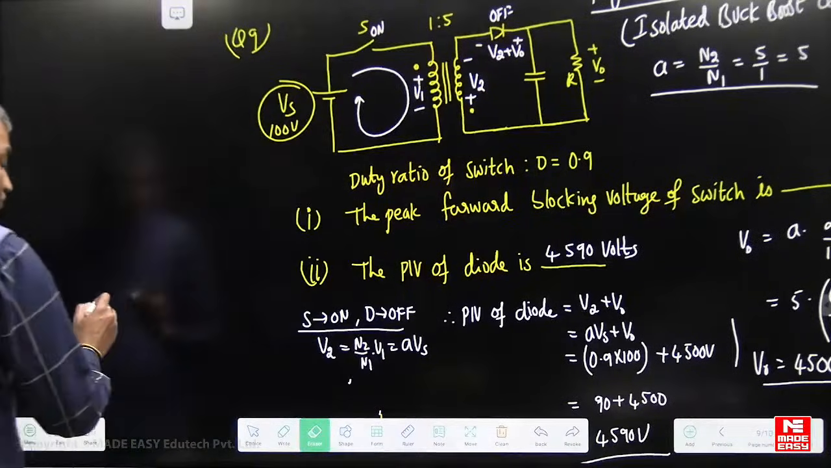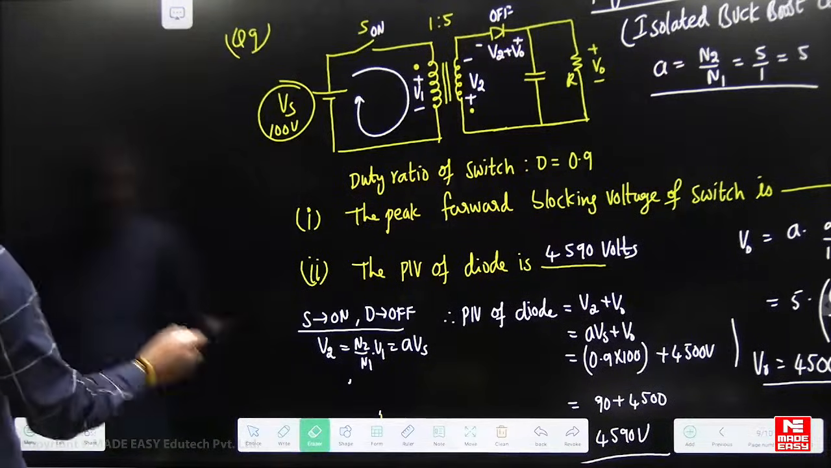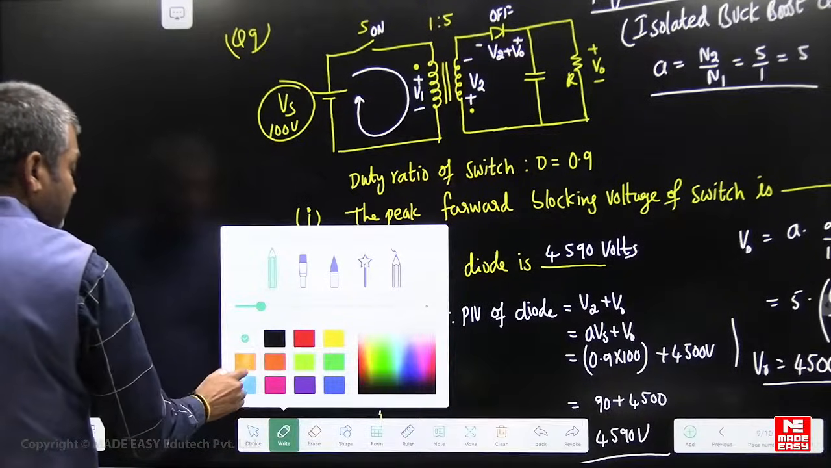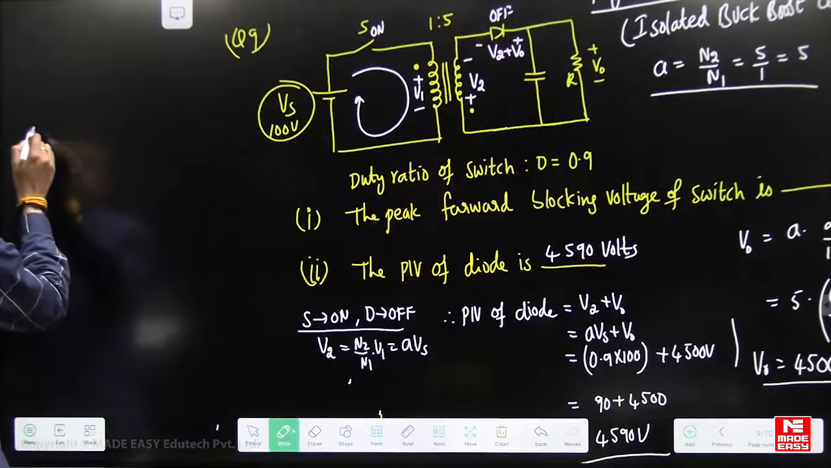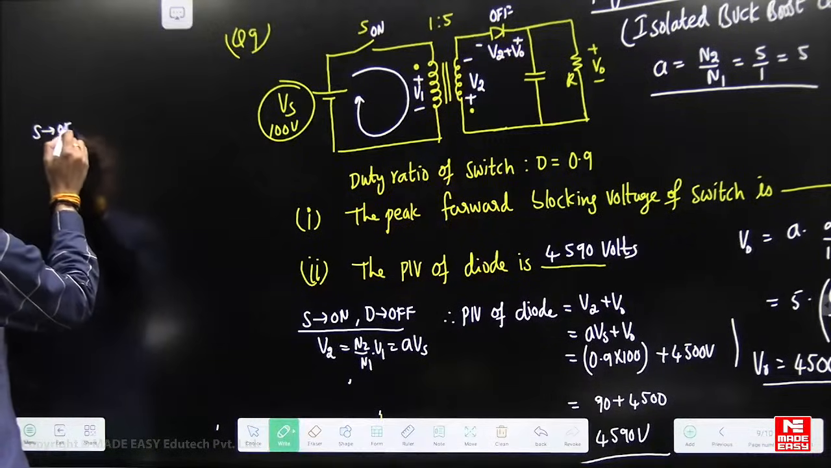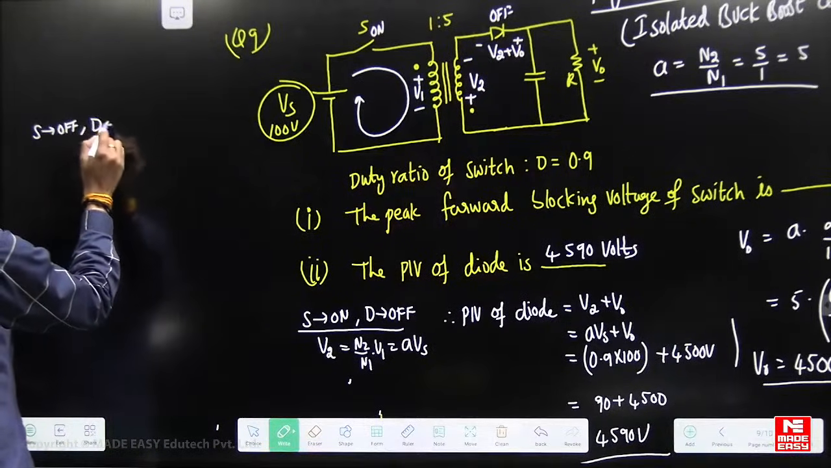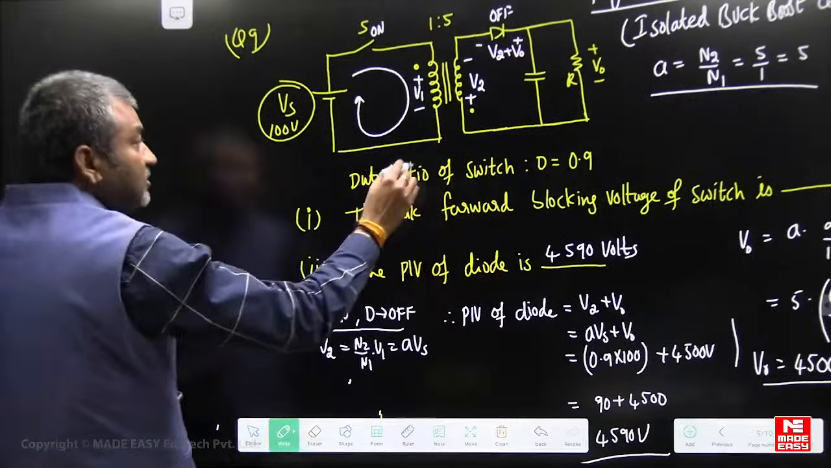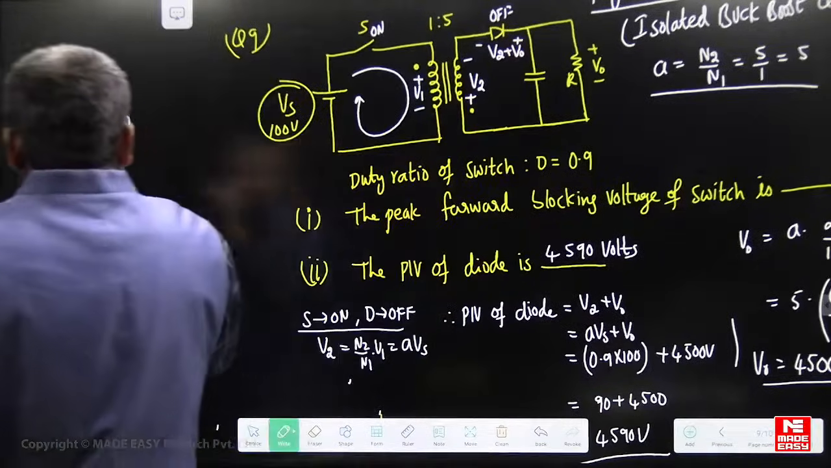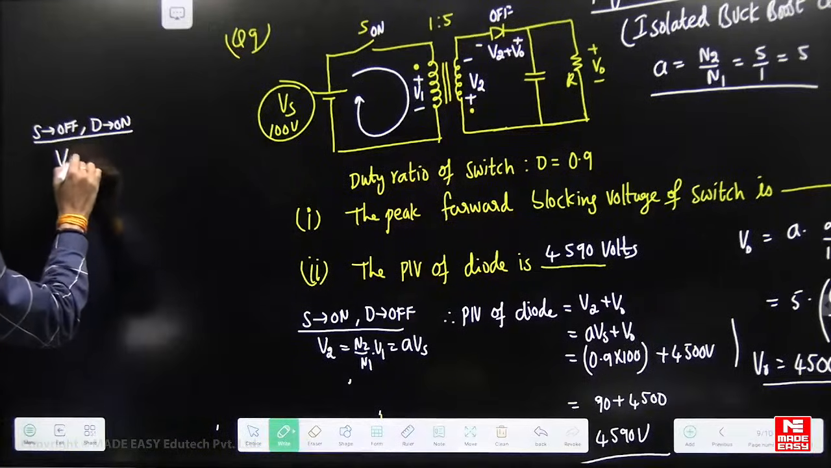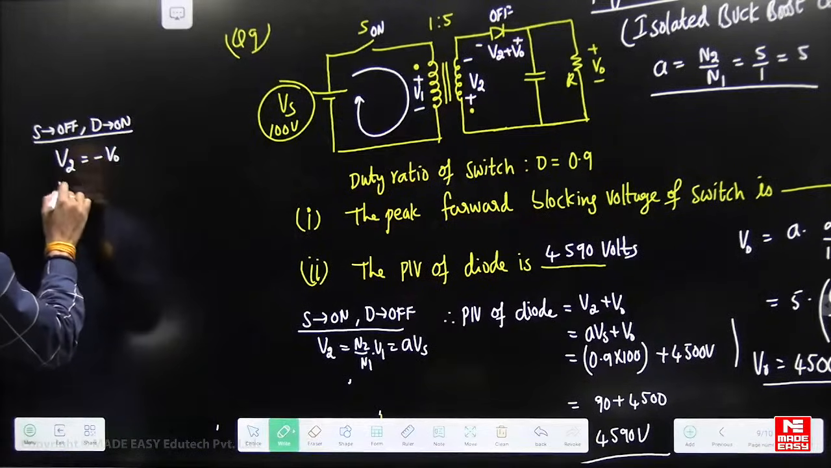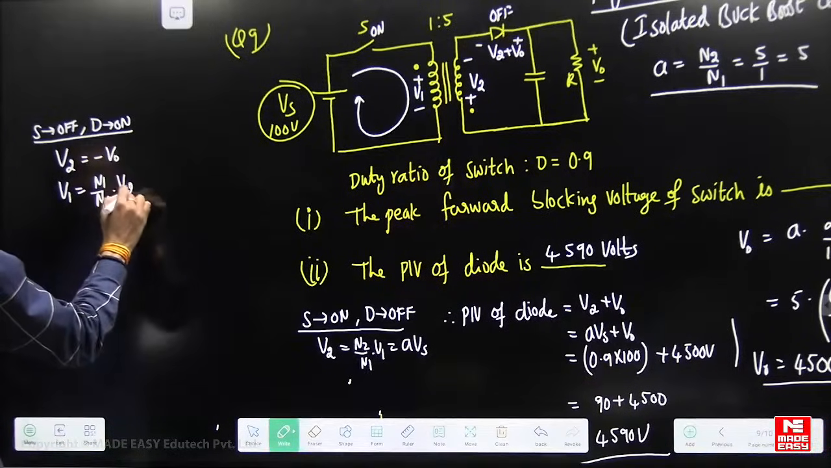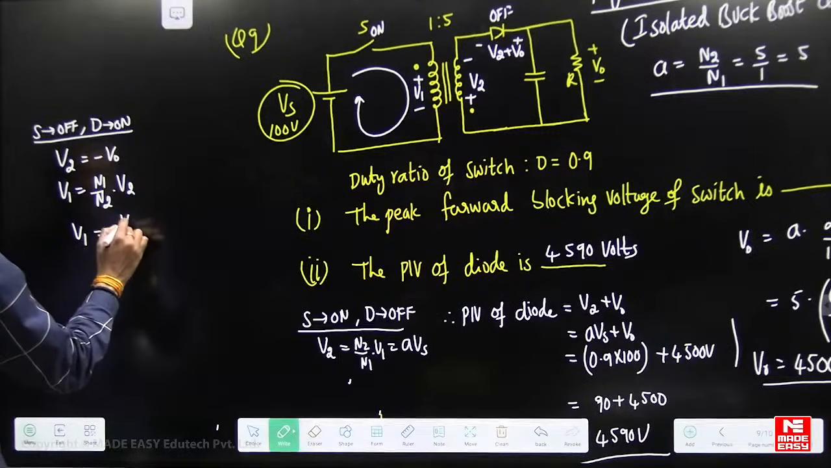Now, when the switch is in the off state, automatically diode will turn on. Okay, second mode. When diode is on, V2 is equal to minus V0, second mode. So V1 is equal to N1 by N2 into V2. So V1 is equal to minus V0 by a.